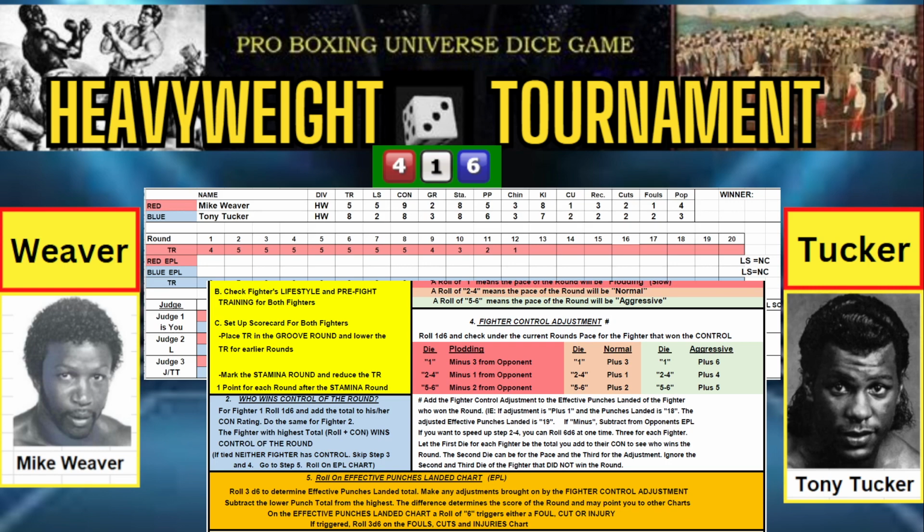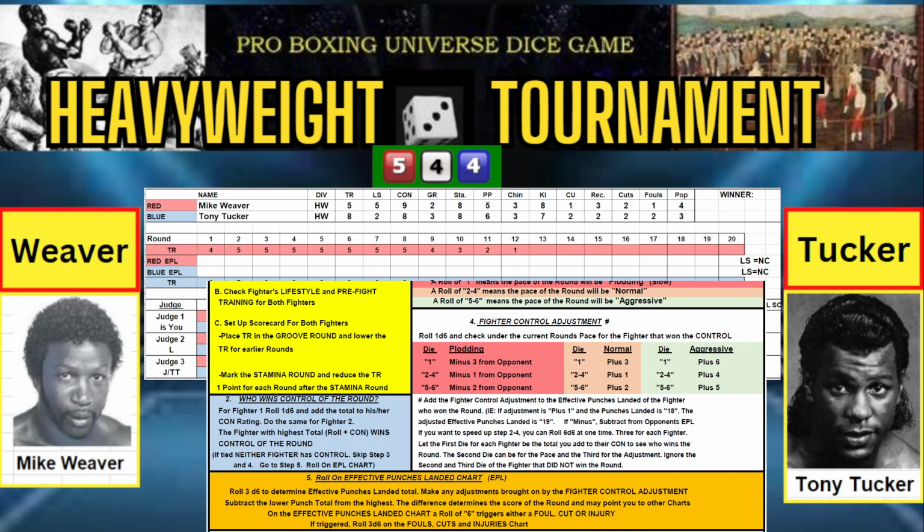And their control rating, we got us a 9 and an 8. So he's got 13, just add the number to it. And a 6, 14. So that's going to be Tony Tucker. So we got a 1. So we come over here. A 1. It's going to be plodding slow.